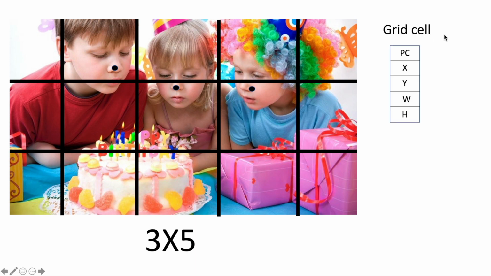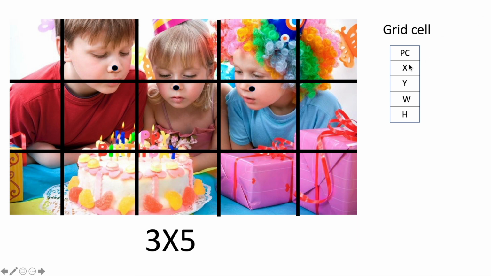Now let's understand what this means. Here we can see classification and localization happening. PC stands for probability of a face. If this value is 1, that means there is a face in this block, and then we will check other outputs. If this value is 0, that means there is no face. So we do not need to check these values as there is no face.